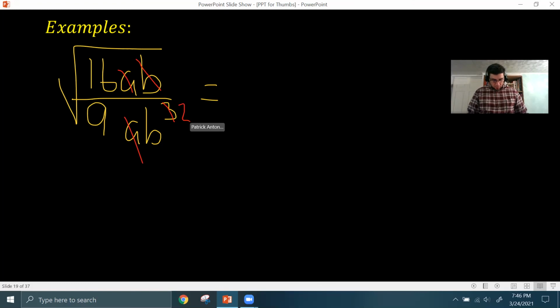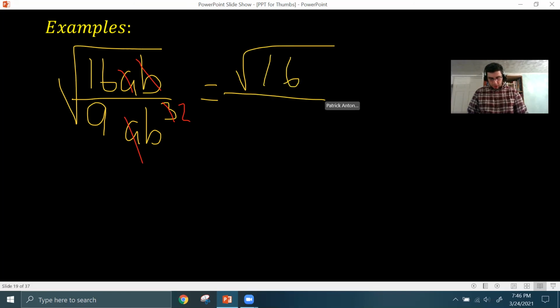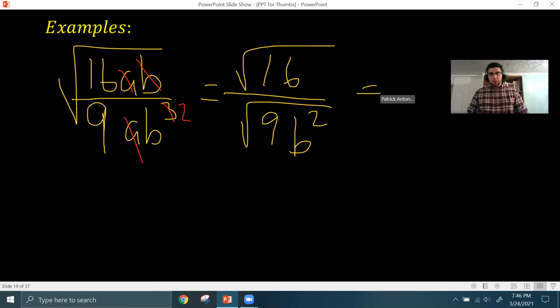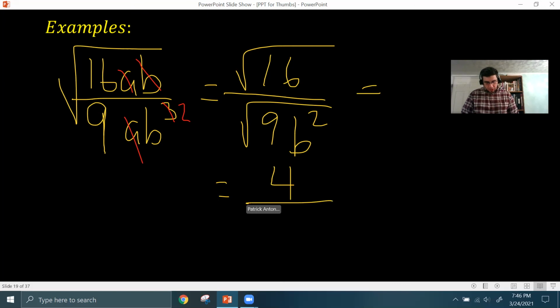So now your radical would be the square root of 16 over the square root of 9b squared. Now you know the square root of 16 is 4. The square root of 9 is 3. The square root of b squared is just b.